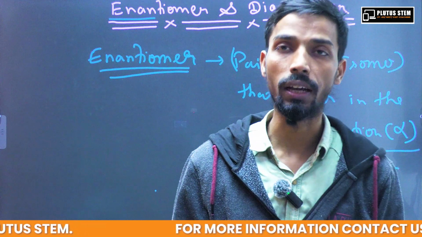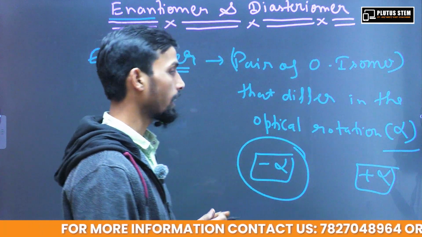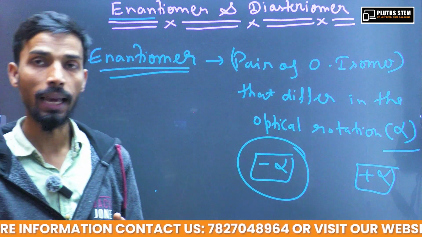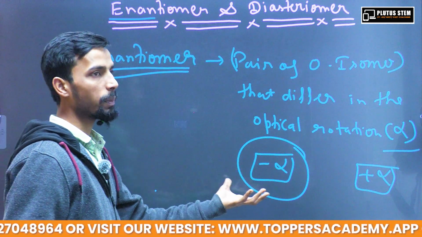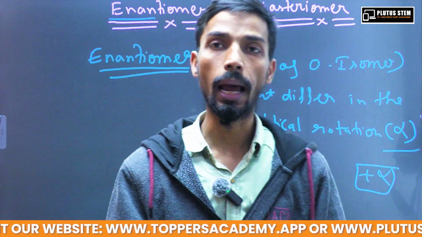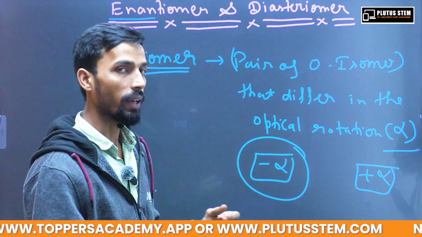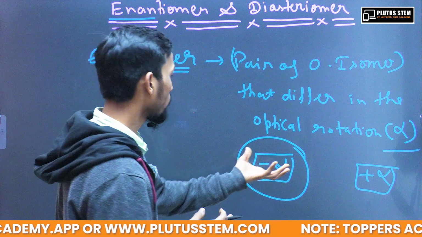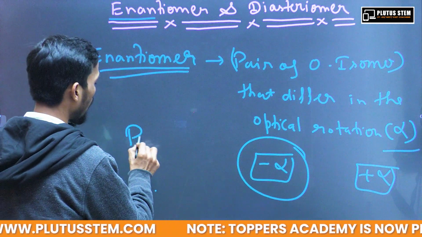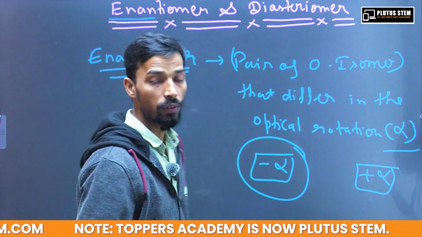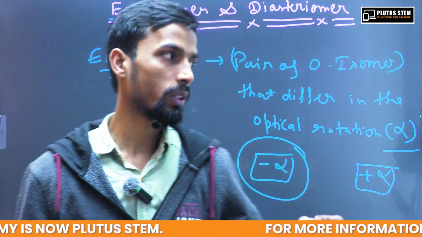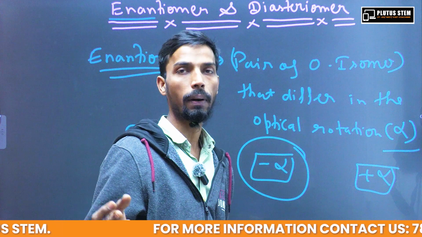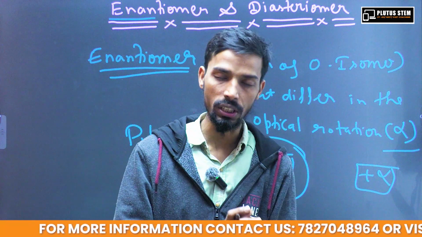This is the actual definition of an enantiomer. From a chemistry point of view, this definition is beneficial in the lab, for scientists performing experiments. They can measure these values with the help of a polarimeter, measure this angle, and find out that this compound and this compound are enantiomers of each other.